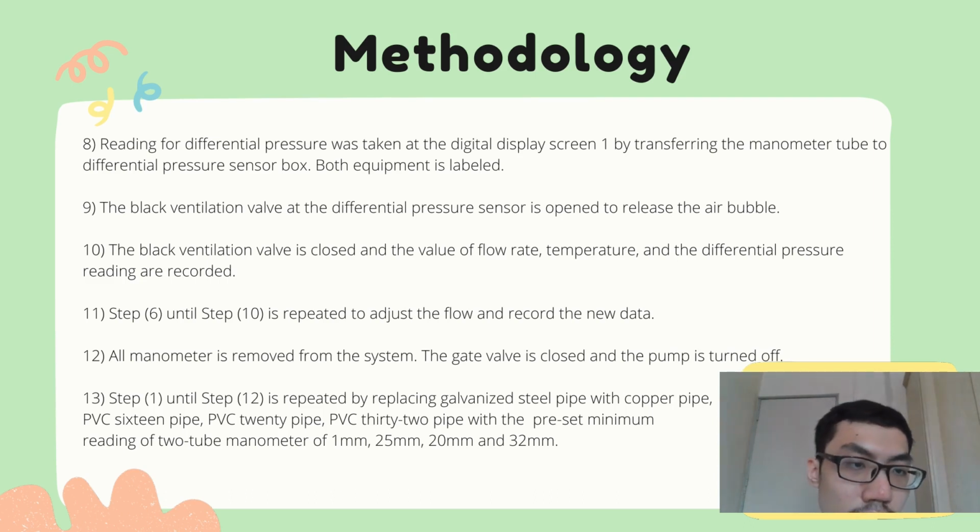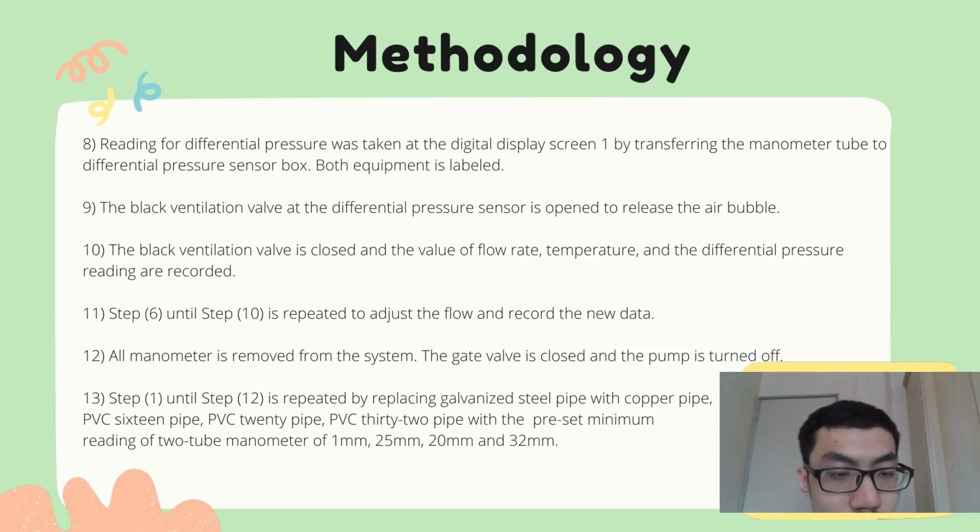Next, the reading for differential pressure was taken at digital display screen 1 by transferring the manometer tube to the differential pressure sensor box. Both experiments are labeled. The red ventilation valve at the differential pressure sensor is opened to release the air bubbles. The red ventilation valve is closed and the values of flow rate, temperature, and differential pressure reading are recorded. Step 6 until step 10 is repeated to adjust the flow and record the new data.